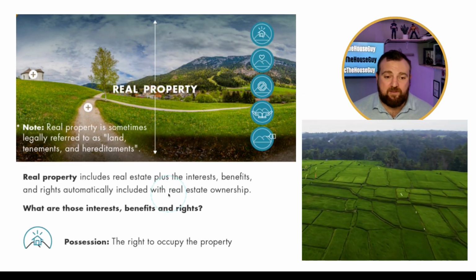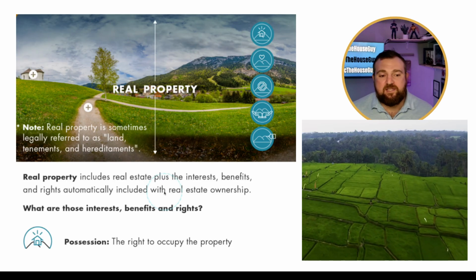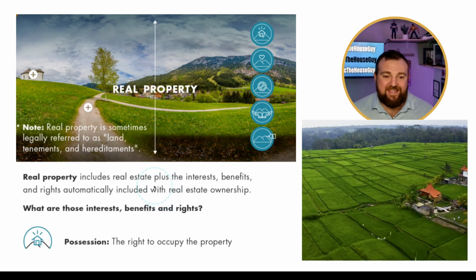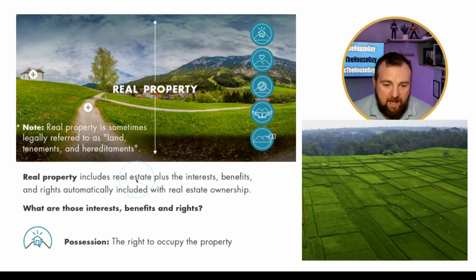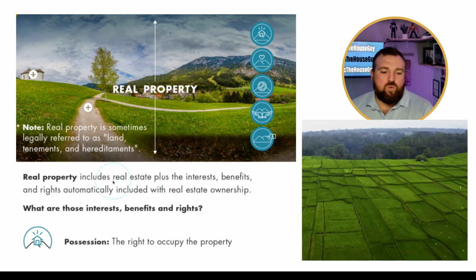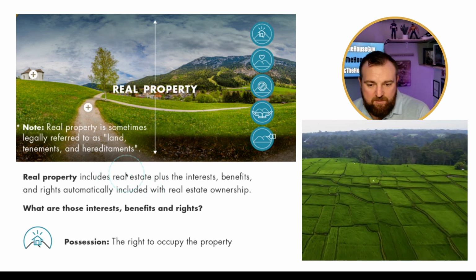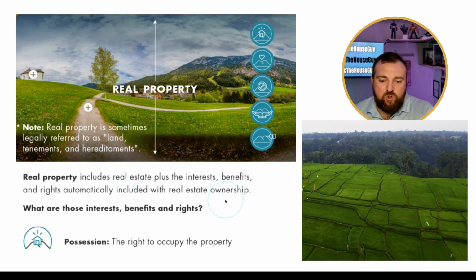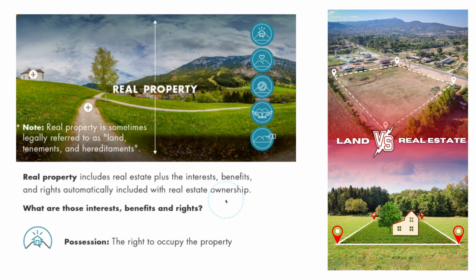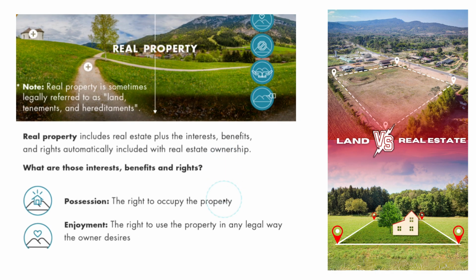Real property. Real property is sometimes legally referred to as land, tenements, and hereditaments. Real property includes real estate plus the interest, benefits, and rights automatically included with real estate ownership. What are those interests, benefits, and rights?